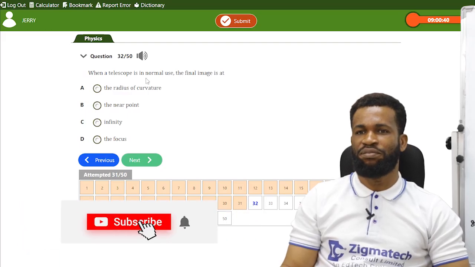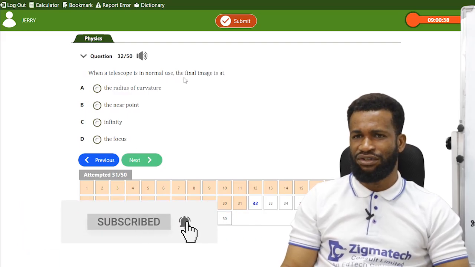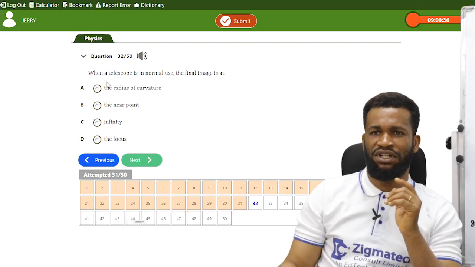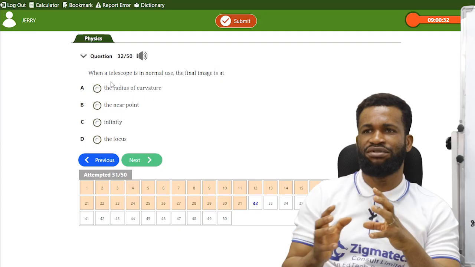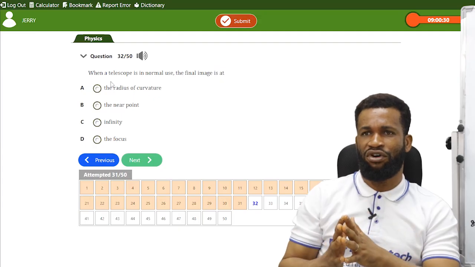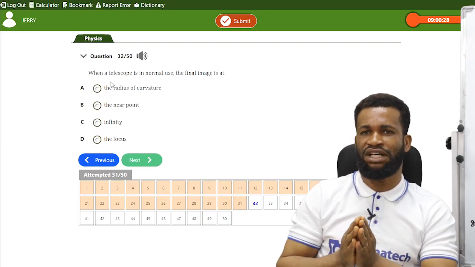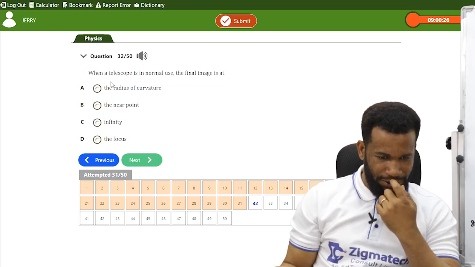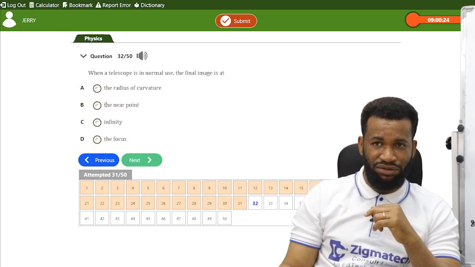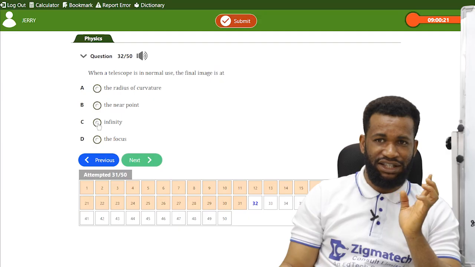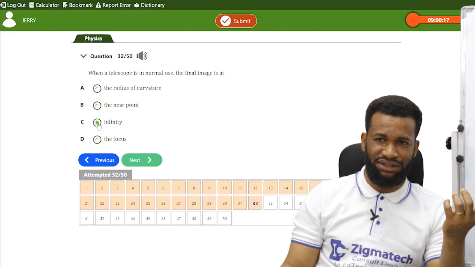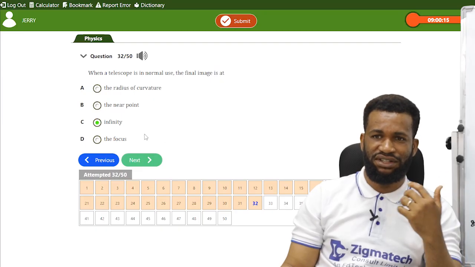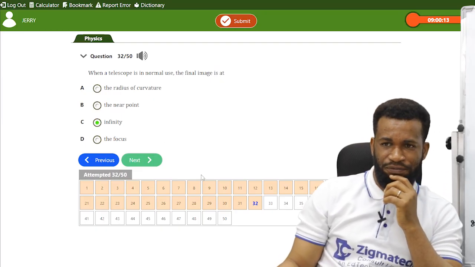Now, when a telescope is at normal use, 2 things happen. There is a point of coincidence between the focal length of the objective lens and that of the eyepiece lens, and that is not what they want to know here. Another one is that the image is at infinity because the object is distant. So the image is at infinity is my option.